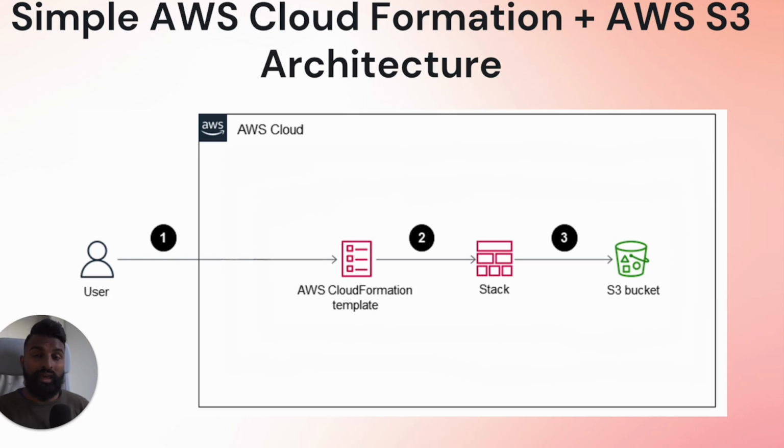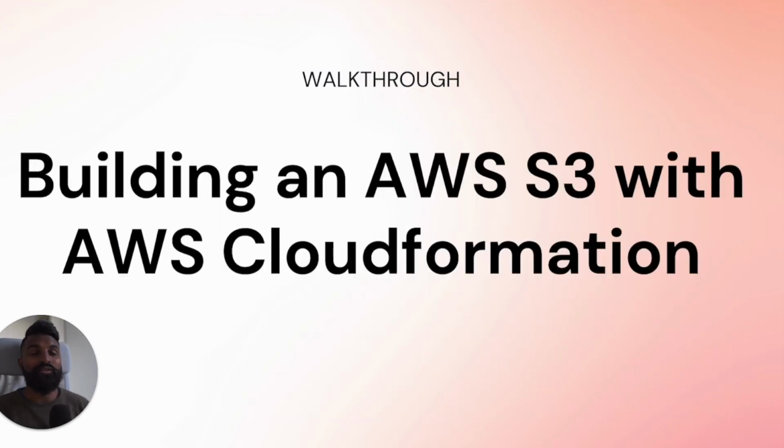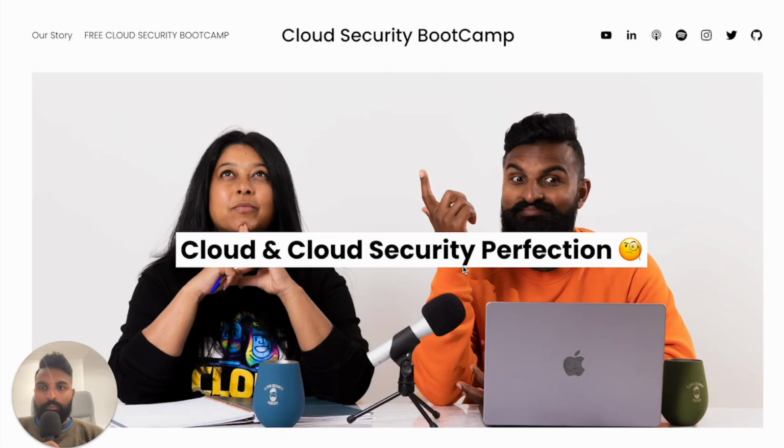You should also have an IAM user configured on your local terminal. Now, if you don't know how to do any of these, definitely leave a comment at the bottom and I will create a video on how to do these. Hopefully this is valuable, and let's get into the walkthrough for how to create an AWS S3 bucket using a CloudFormation template. Welcome to the walkthrough.